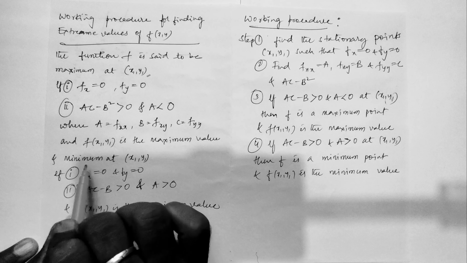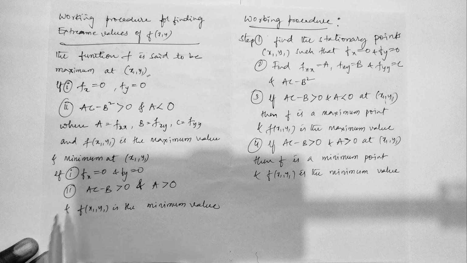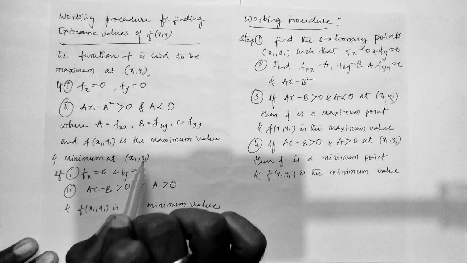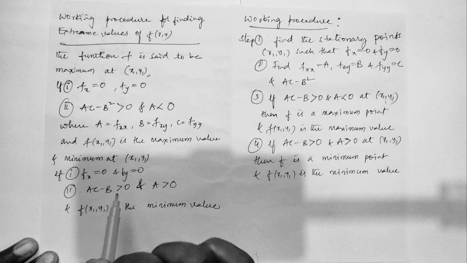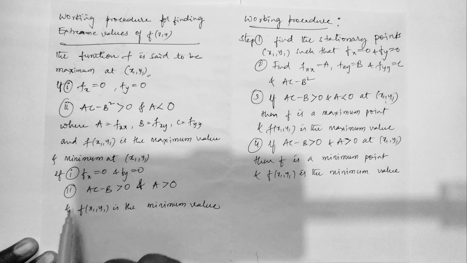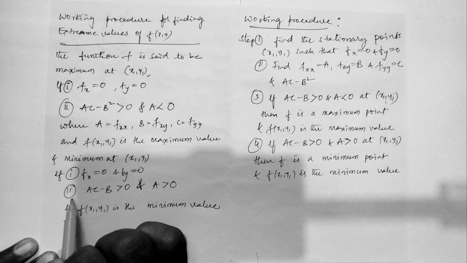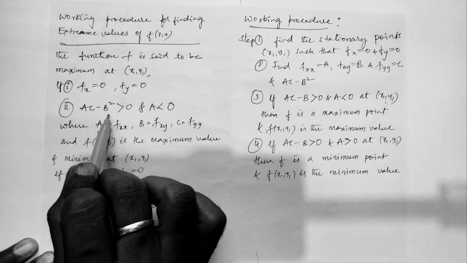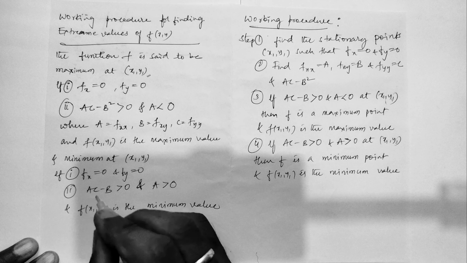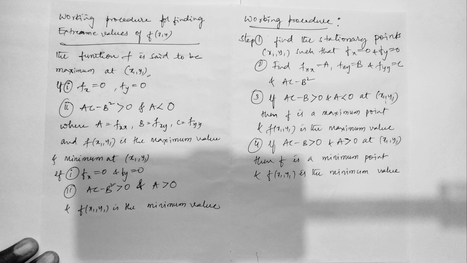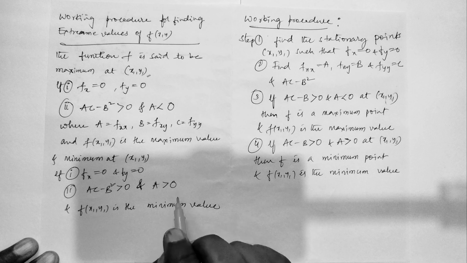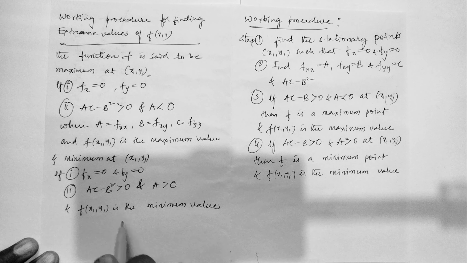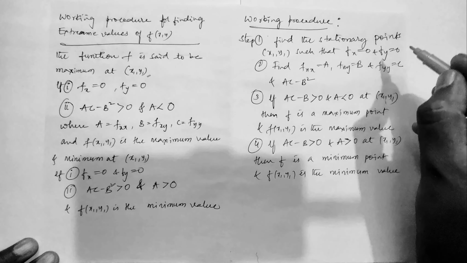And the condition for minimum at x1 y1 is again the partial derivatives with respect to x and y are 0. Here the first condition, that is AC minus B square is greater than 0, and here A is greater than 0 for minimum, and f of x1 y1 is the minimum value. So what is the working procedure?